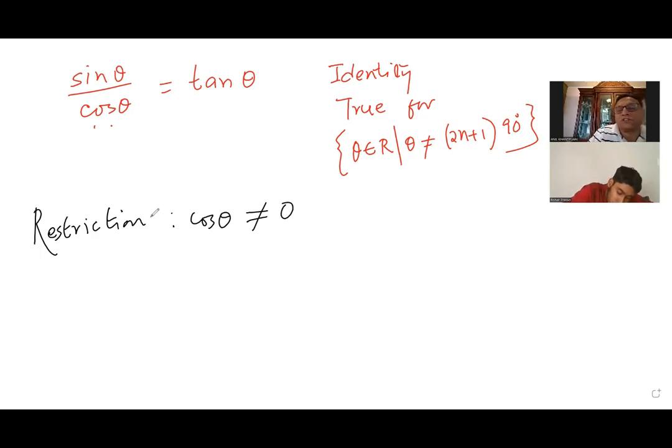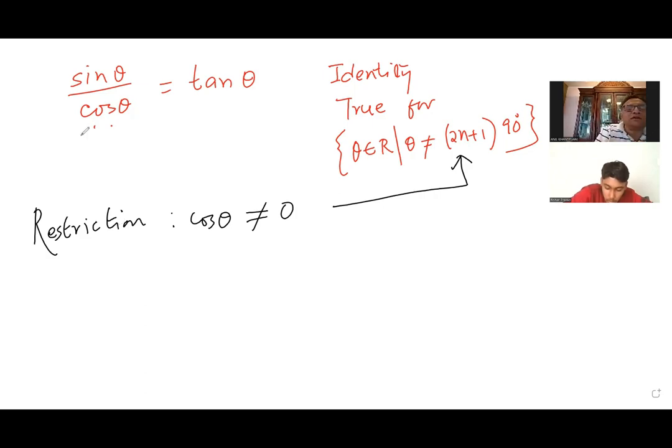So that is the restriction. Cos theta is not equal to 0. And therefore, we have a restriction that theta is not equal to odd multiples of 90 degrees. Because if I put 90 degrees here, then sine 90 is 1 divided by 0, which is meaningless. So it is to be understood that whenever we are talking about an identity, we are talking about all the values in the domain of the equation.